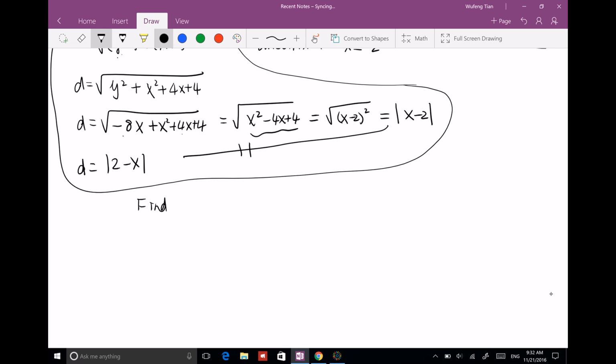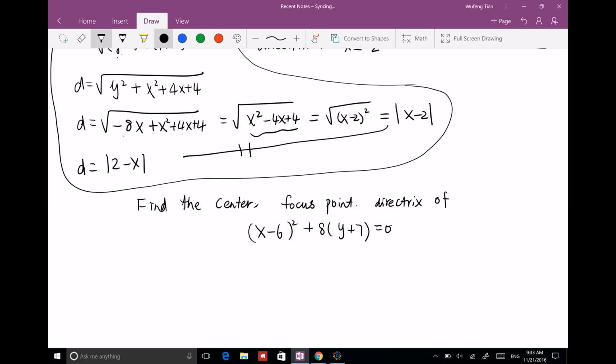Okay, find the center, focus point, directrix of x minus 6 squared plus 8y plus 7 equals 0. So I'll give you 2 minutes to work on this one by yourself.